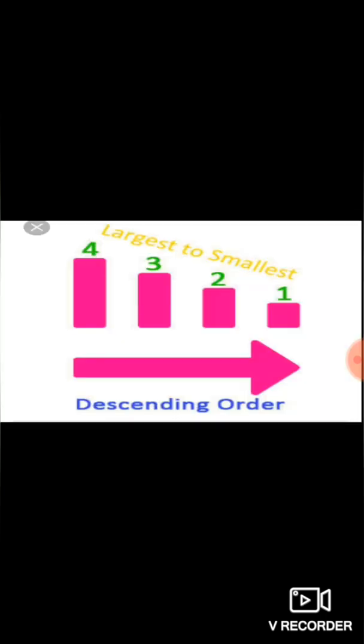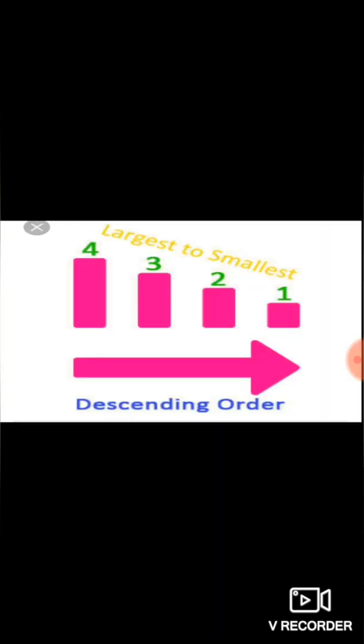When we arrange numbers from the greatest to the smallest, we say they are in descending order. जब हम नंबर्स को अरेंज करते हैं सबसे बड़े नंबर से लेके सबसे छोटे नंबर तक, देन हम उस ऑर्डर को बोलते हैं डिसेंडिंग ऑर्डर.